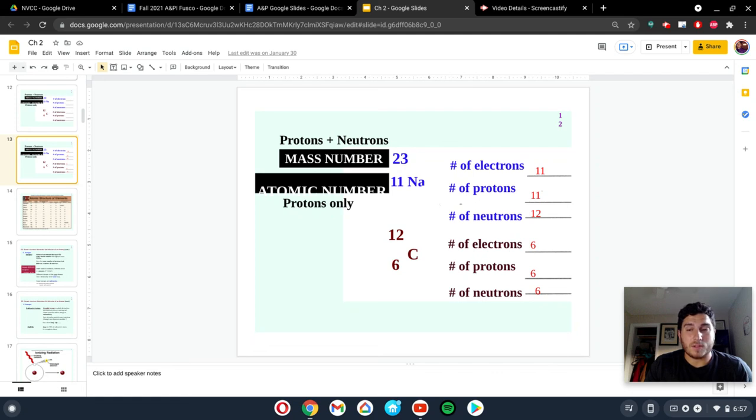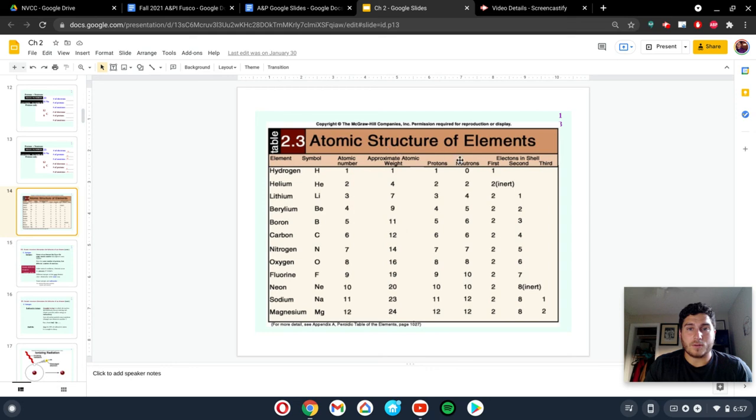Rewatch that part of the video if you need to help you understand it. And here are some of the elements, the atomic structure of some of these elements.